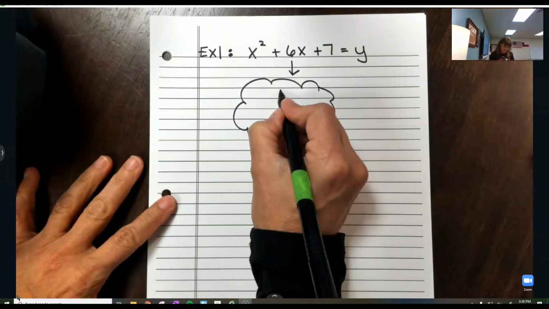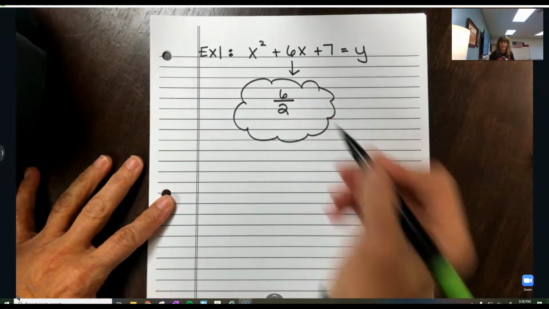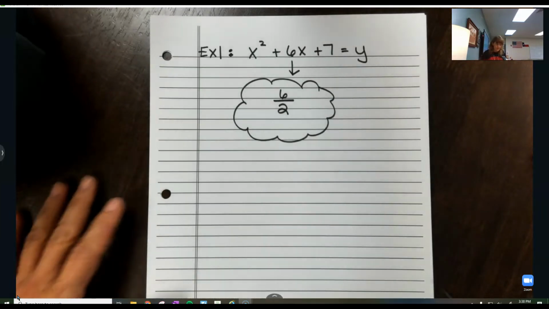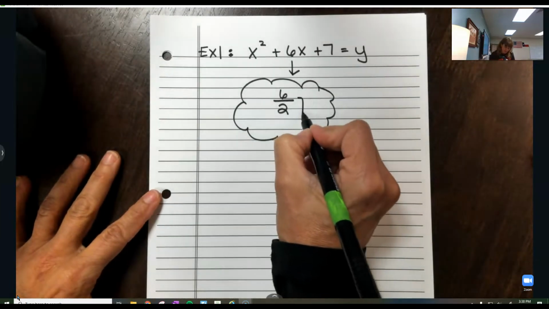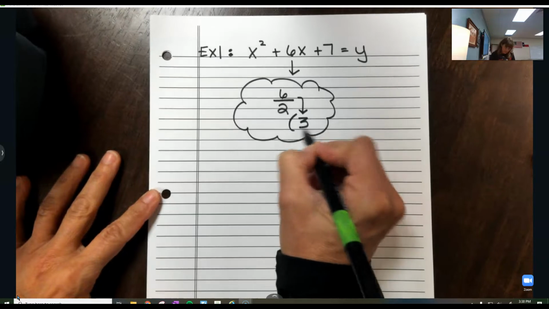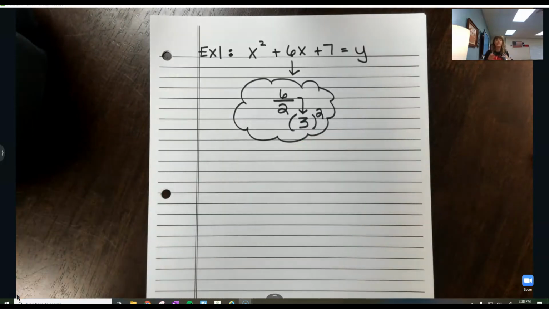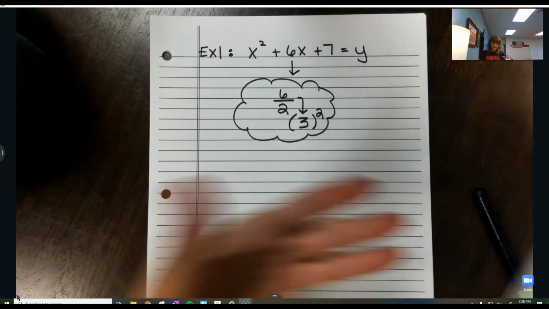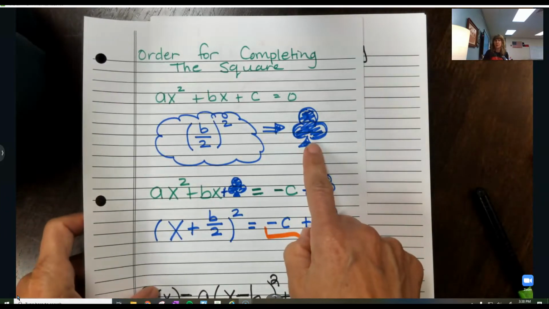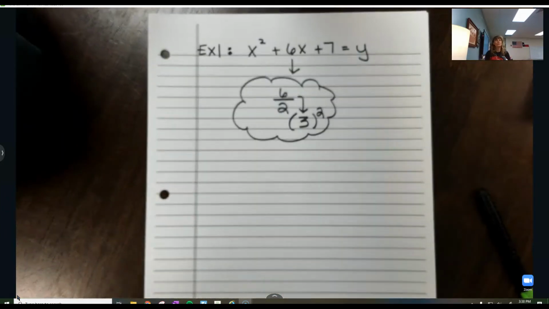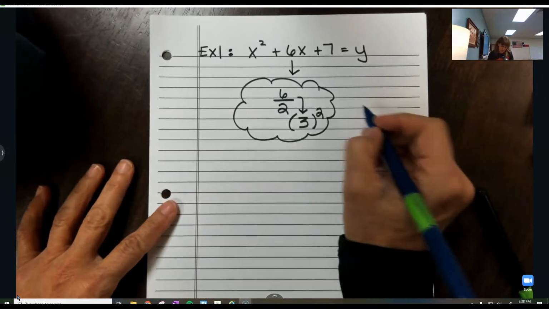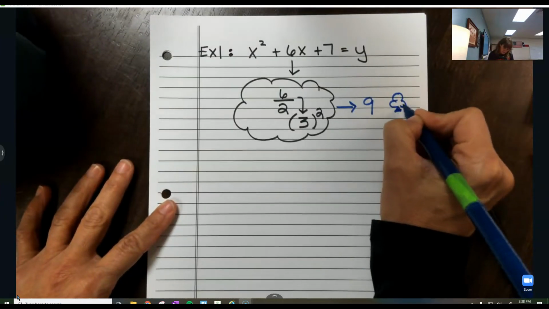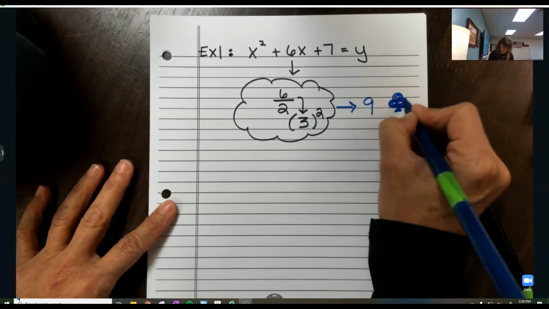So we're going to take this 6 and we're going to slash it in half. So 6 divided by 2, we know what that is. That's a 3. So after we cut that in half, we're going to square it. And 3 squared, of course, is 9. And that is what we kind of called our weird little club symbol. That is the value to complete the square. So this 9 is super important, and it kind of represented what that club value was in the previous video.